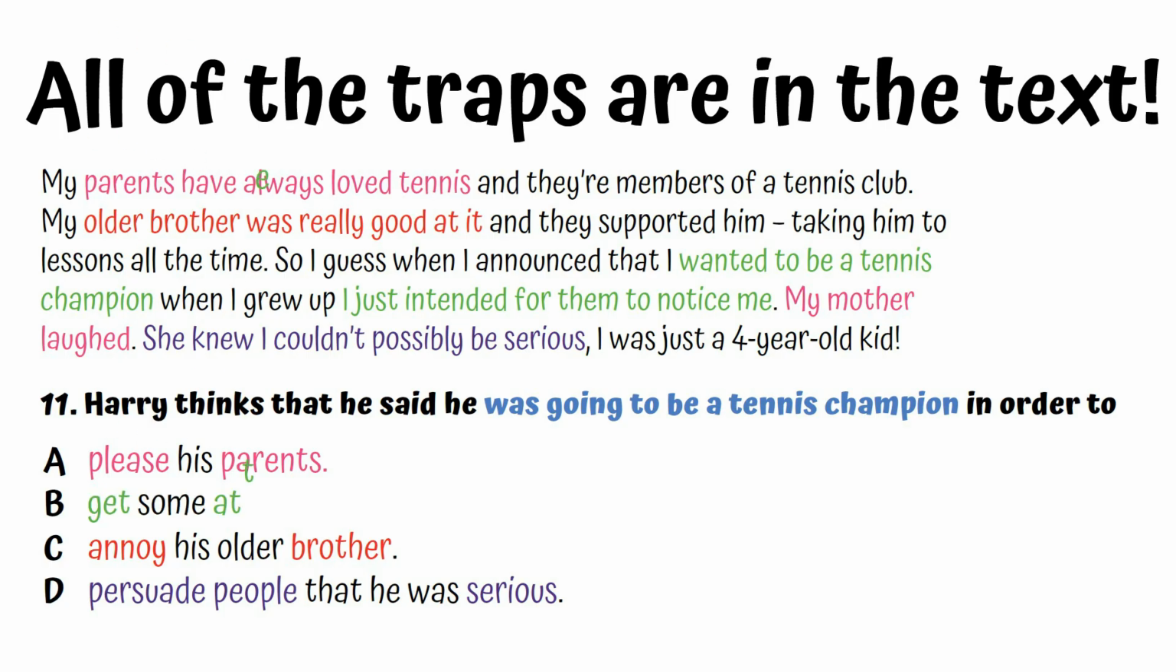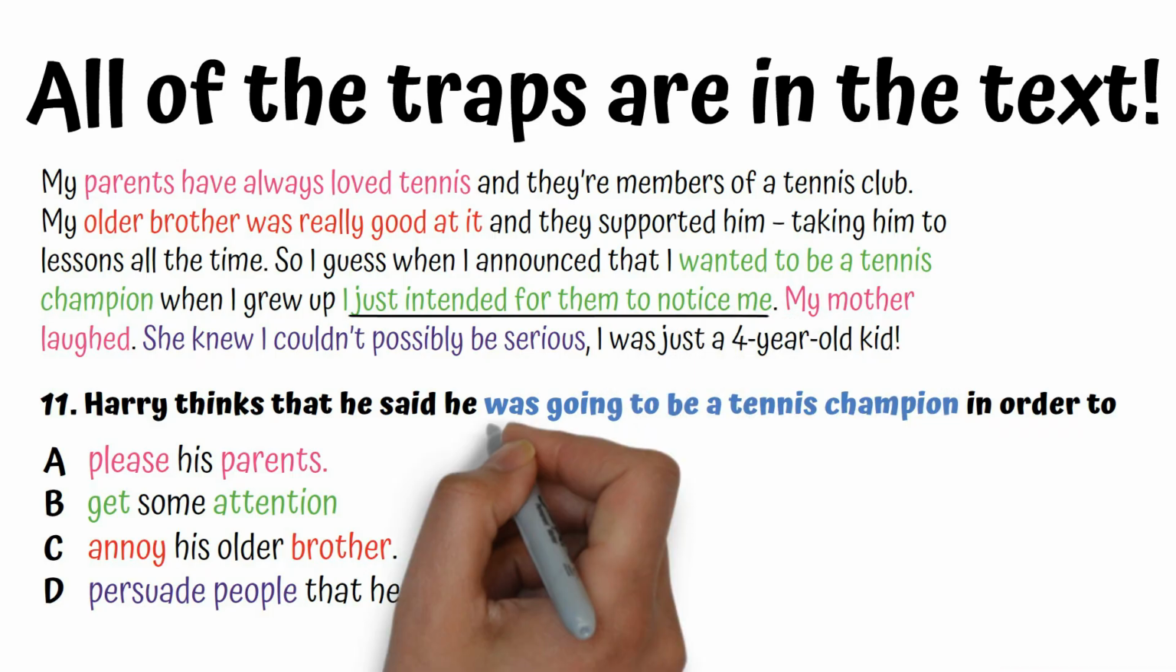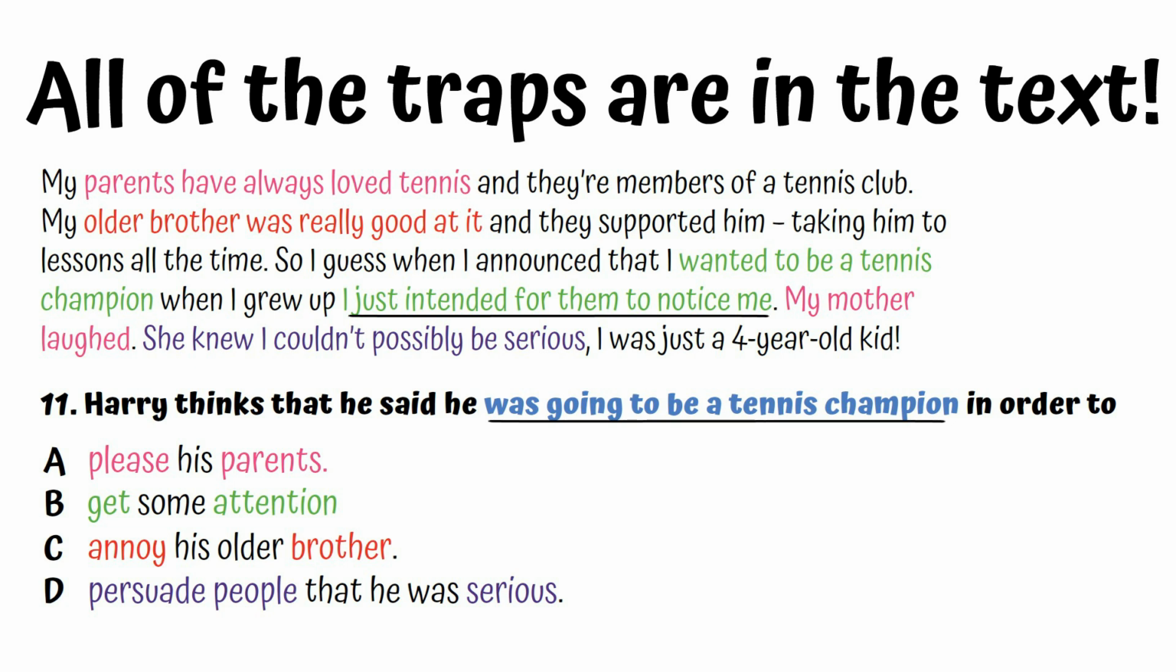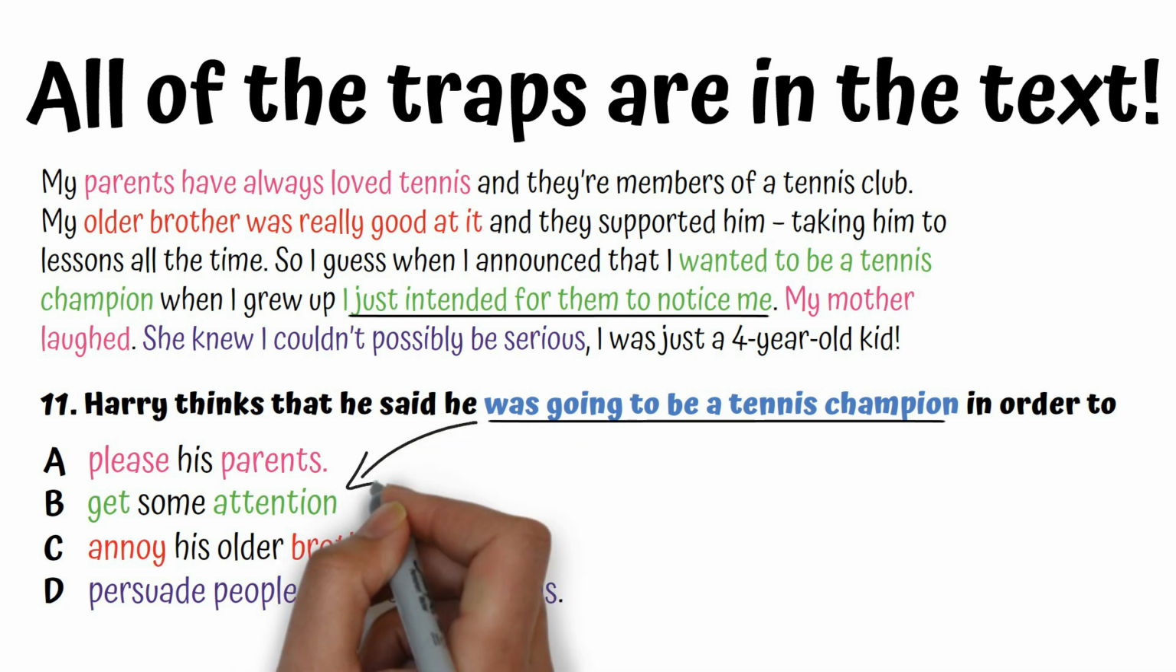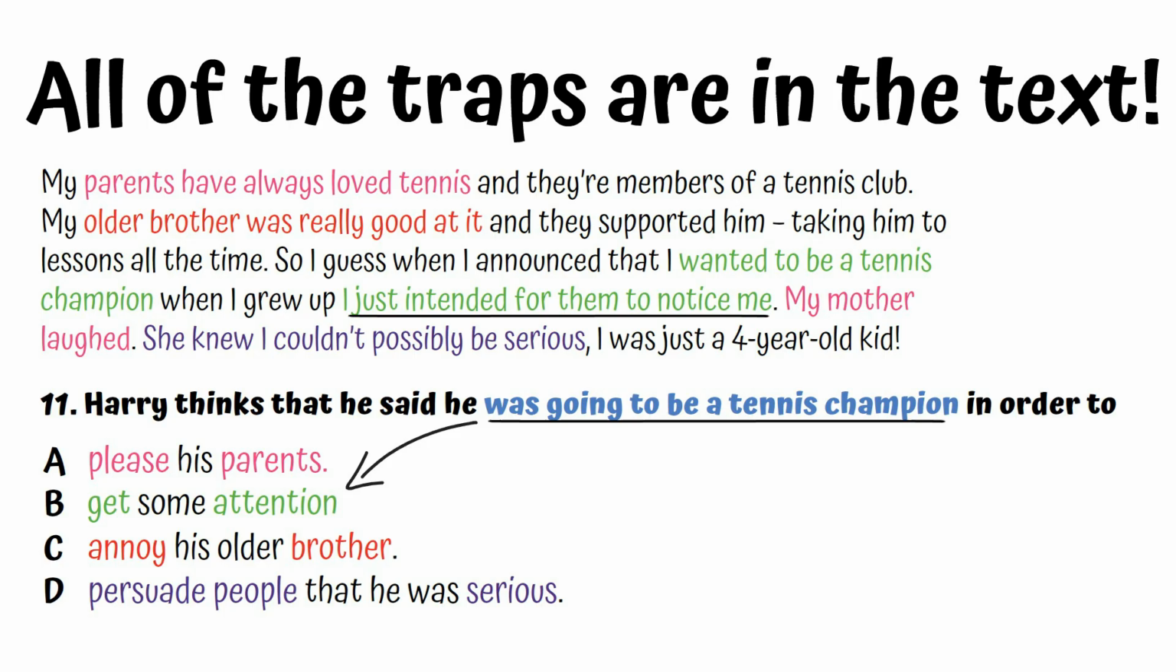Get some attention. The text says that he just intended for his parents to notice him. So he said he was going to be a tennis champion because he wanted to get some attention from his parents. This is the correct answer.